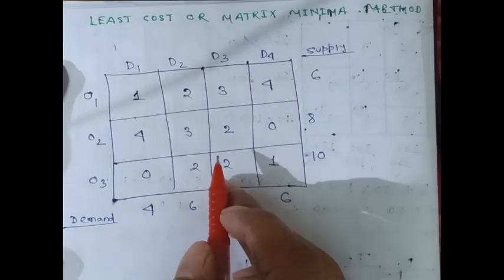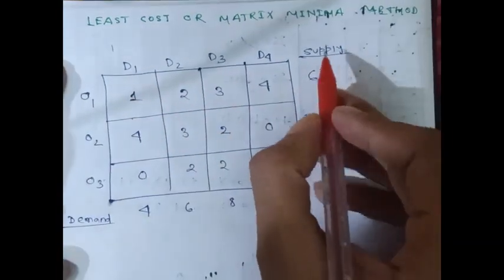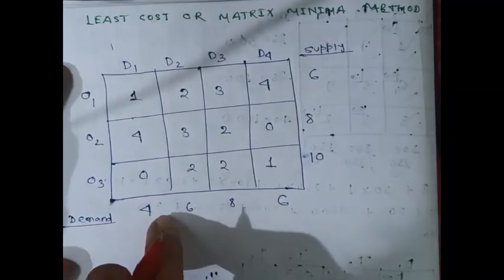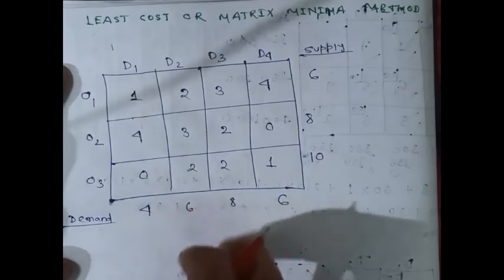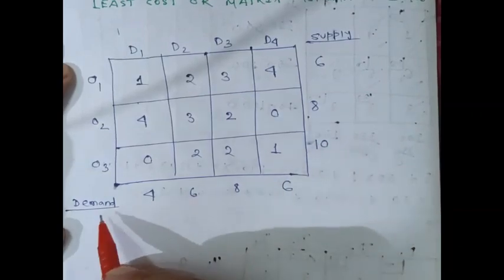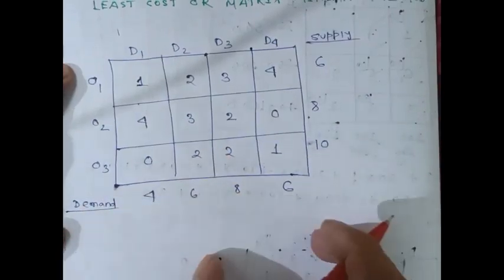Here you will see that there are supply and demand. If the summation of supply and the summation of demand are the same, then we can say it is a balanced problem. In case the supply is greater than the demand, we have to draw a dummy column, and if the demand is greater than the supply, we have to draw a dummy row.